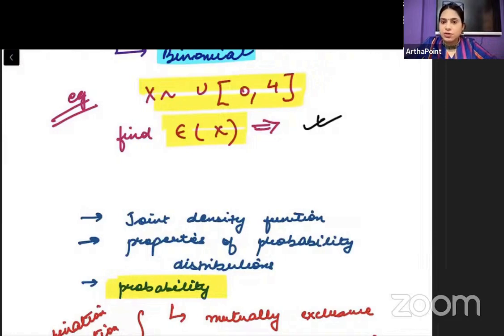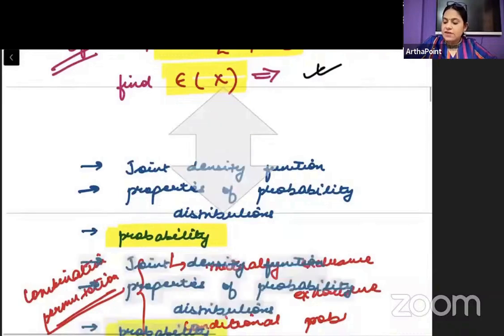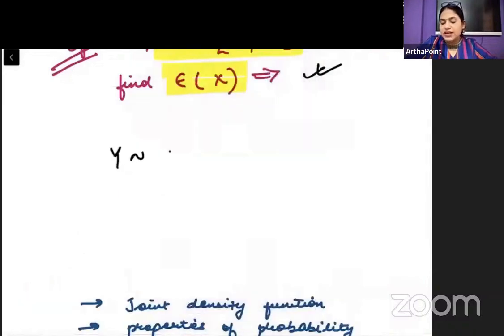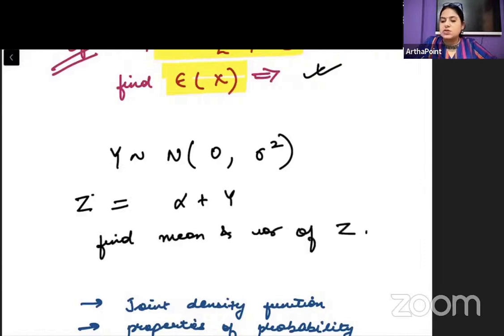So this is it that would be required in this question. Or if I go ahead and tell you that I have a variable Y, and Y is normally distributed with mean 0 and variance sigma square. And now I am creating another variable Z, which is alpha plus Y. Find the mean and variance of Z. Questions like this, very basic questions, but questions based on probability can be asked in exam.